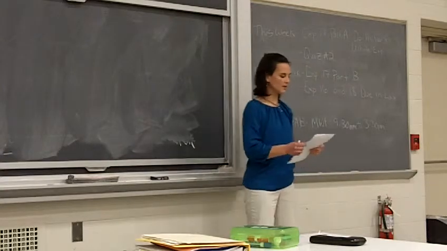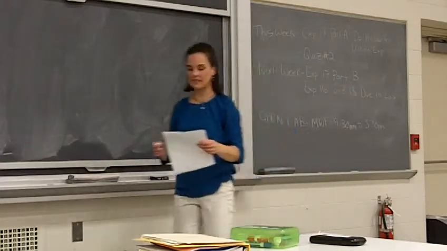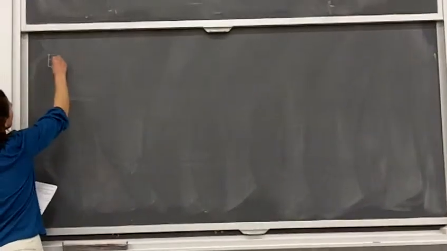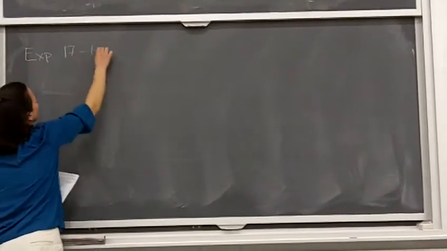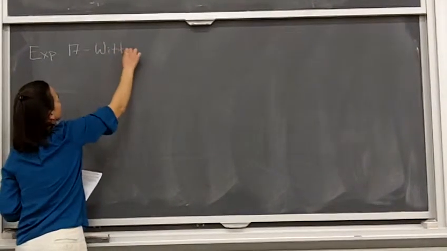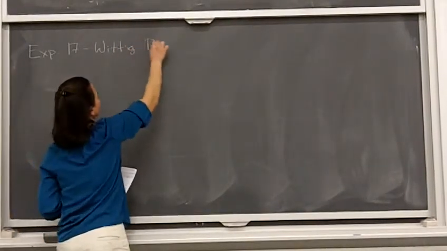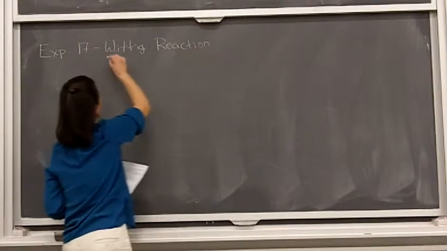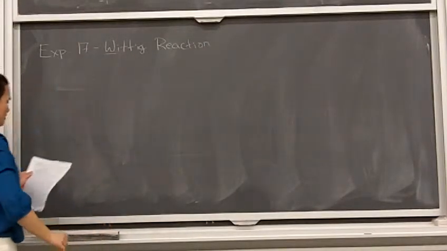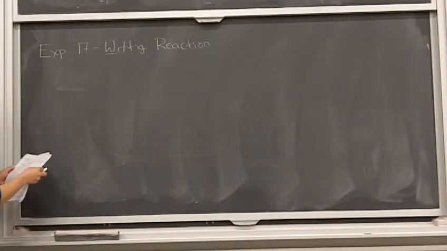Okay? So we're going to start with experiment 17, and then at the end I'll give you a couple notes too for experiment 18. So in experiment 17, we're looking at the Wittig reaction. And we capitalize it. It's after someone's name, the person that discovered the reaction.